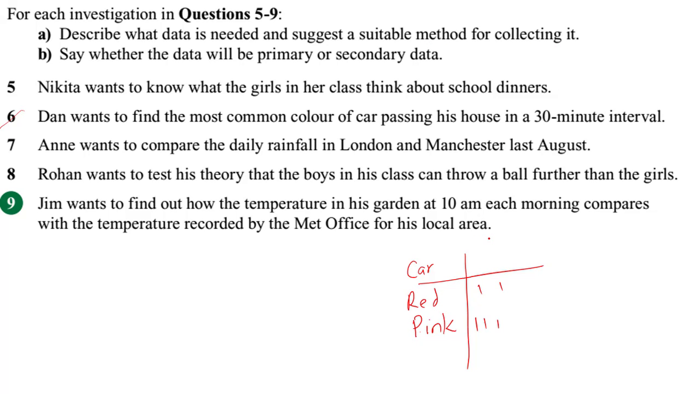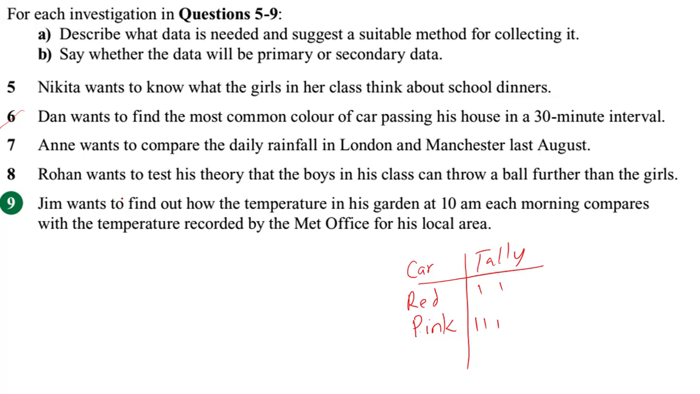So he will stand by his house, and he will just tally the cars as they come, and he would have a tally chart like this. And all we need to do is just tally them as they pass. So if you see red, tally it. If you see a pink, tally it. If you see a white, just tally it. Okay, so that's all you need to do.